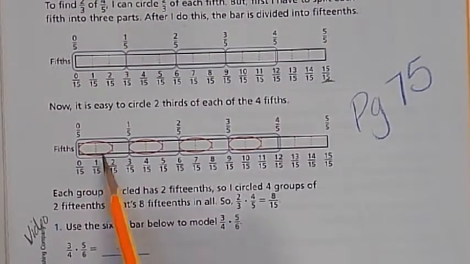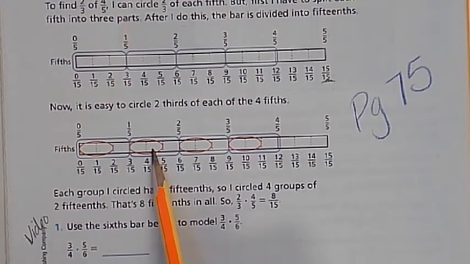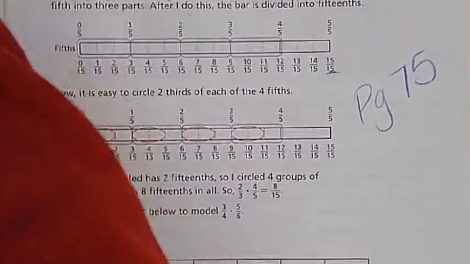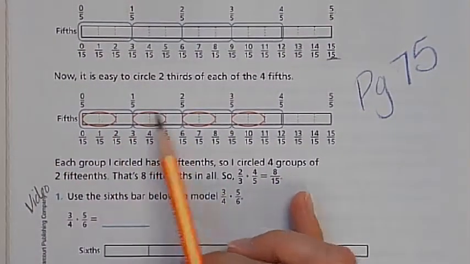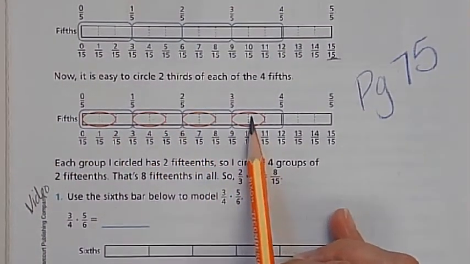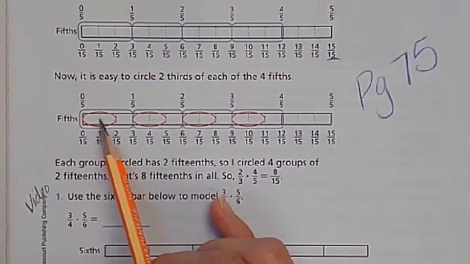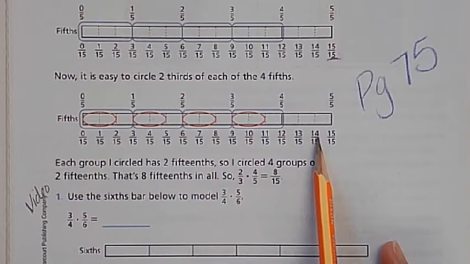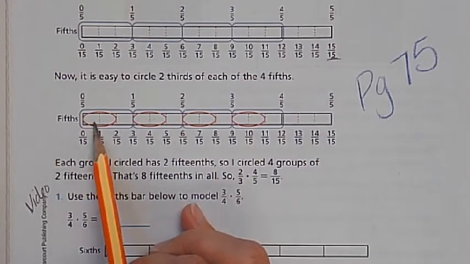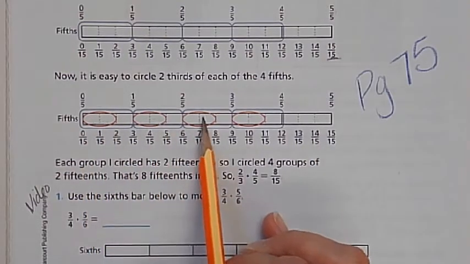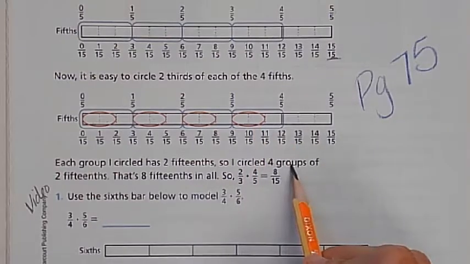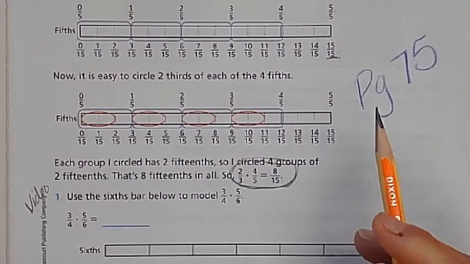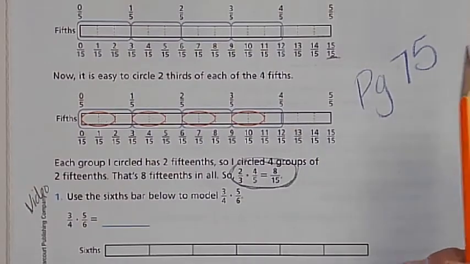So then we circled 2/3 in each fifth, just like we did yesterday in class. So we took 2/3 in each fifth. These are now 15ths because we had to cut it all into 15 pieces. So when we took 1, 2, 3, 4, 5, 6, 7, 8, we ended up with this 8/15ths. So 2/3 of 4/5 is 8/15ths.